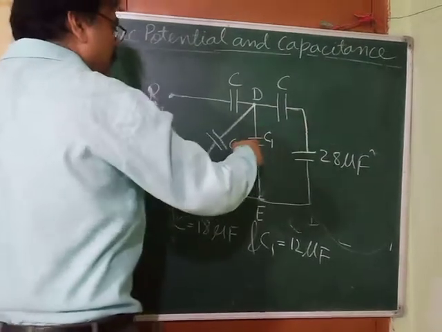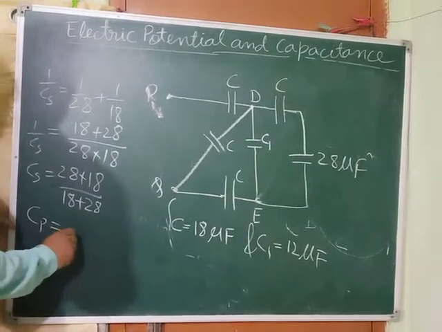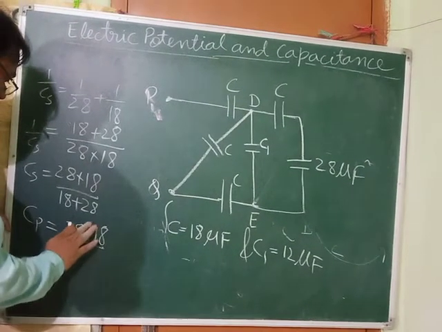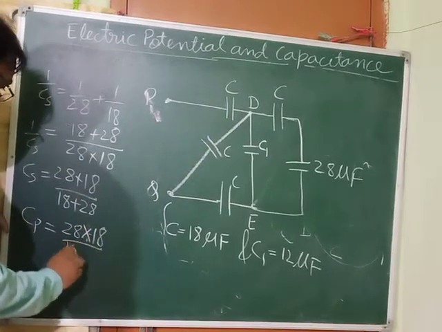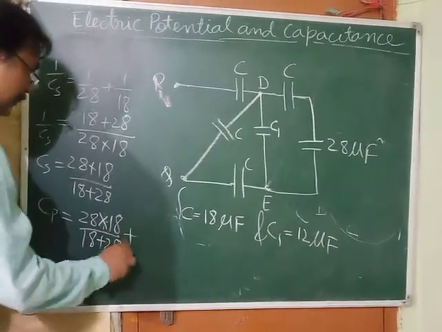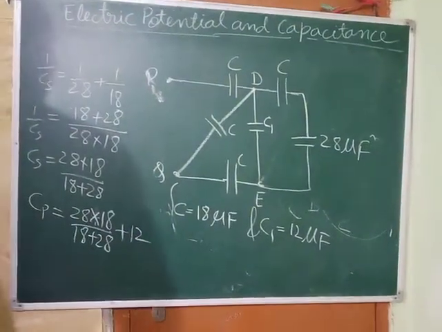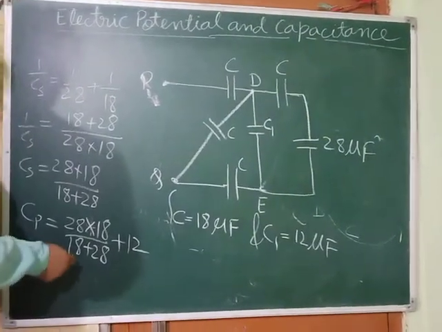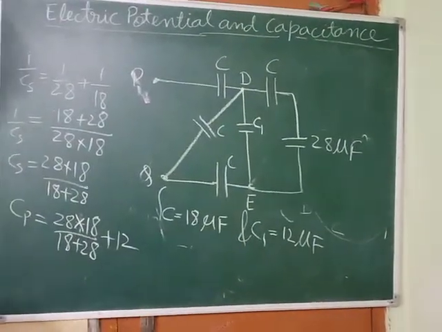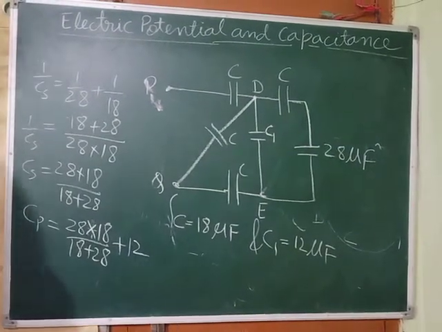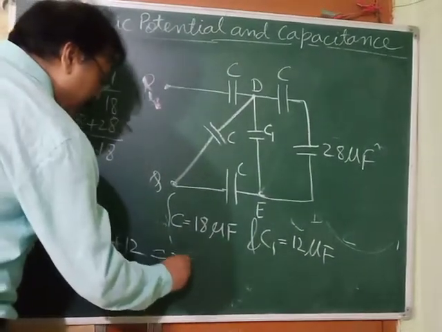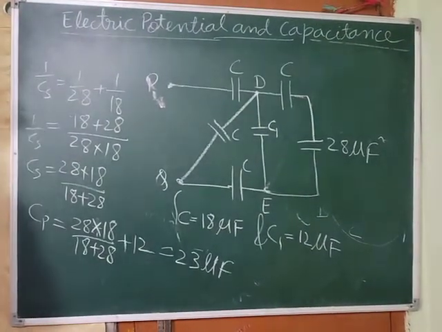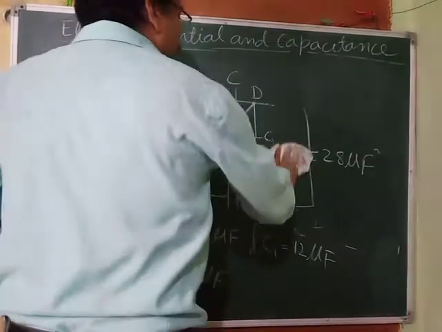Then we have to find out these. These two are in parallel with this. So we can write CP is equal to 28 into 18 by 18 plus 28, plus C1, which is 12. Now when you calculate this, you are going to get approximately 23 microfarad. So now the capacitance has become 23 microfarad. So we can remove this part also.